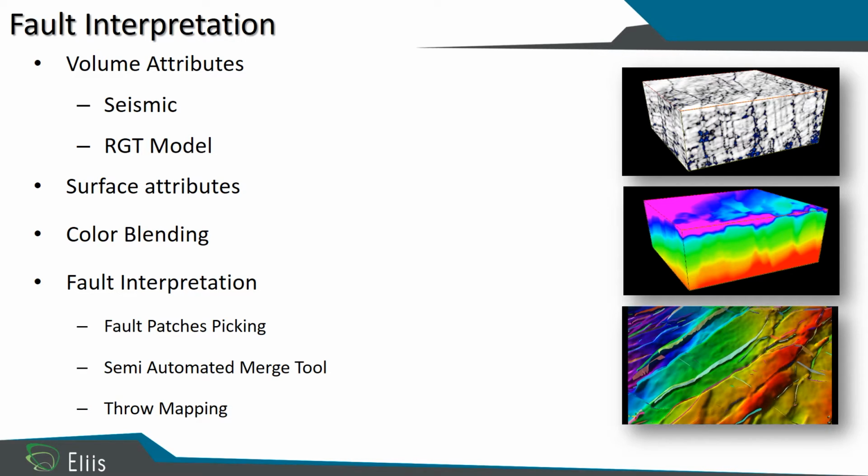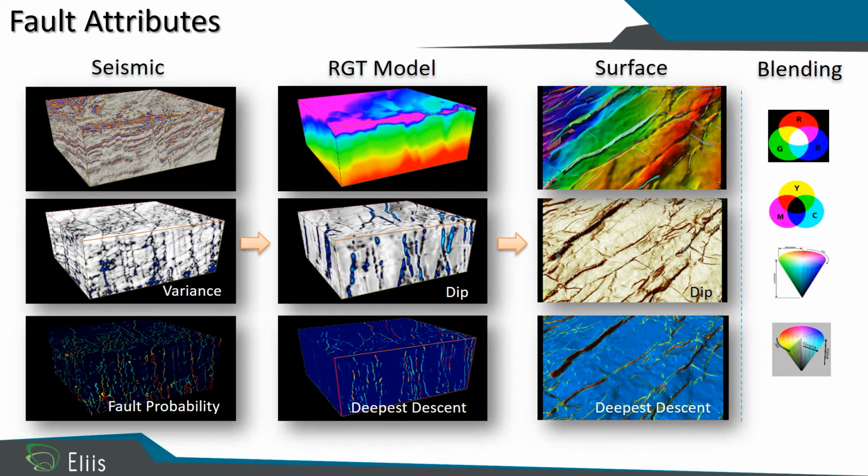So in this session we will see how we will use the information given by the volume attributes, either from the seismic or the relative geological time model, surface attributes, and thanks to the color blending how we can combine these different types of information. Then we'll see how we can interpret faults by picking them interactively.